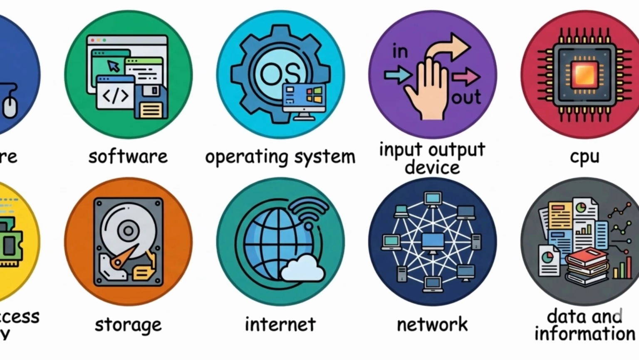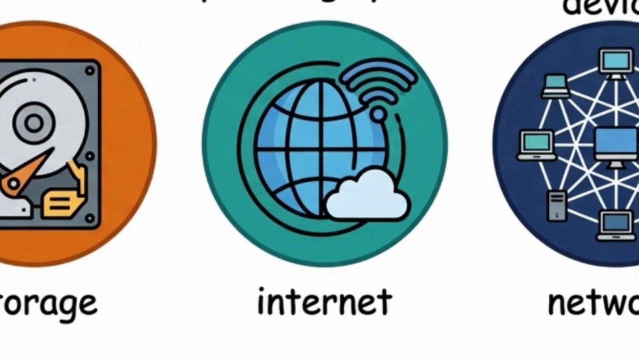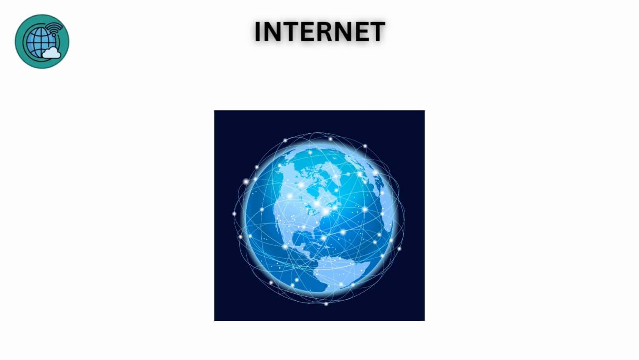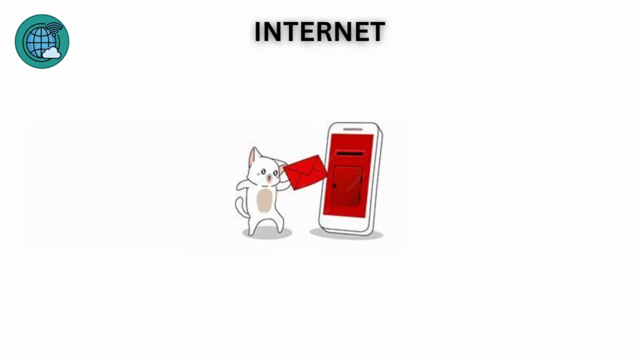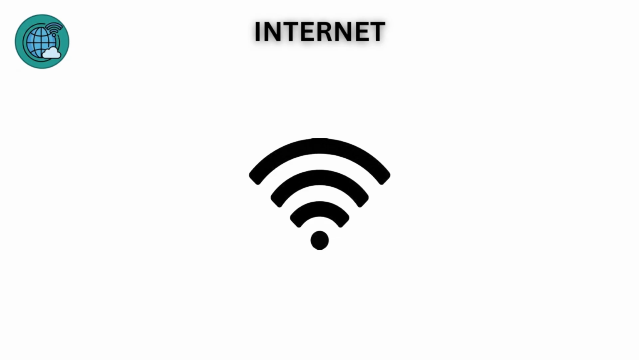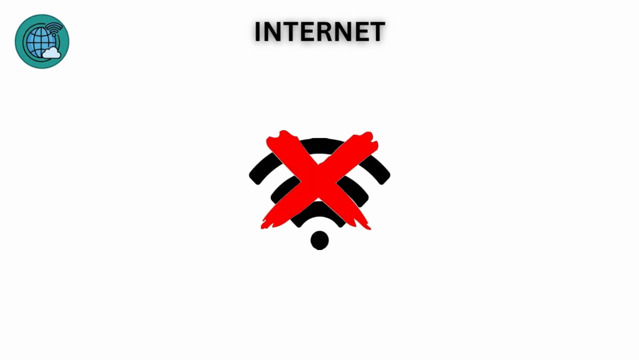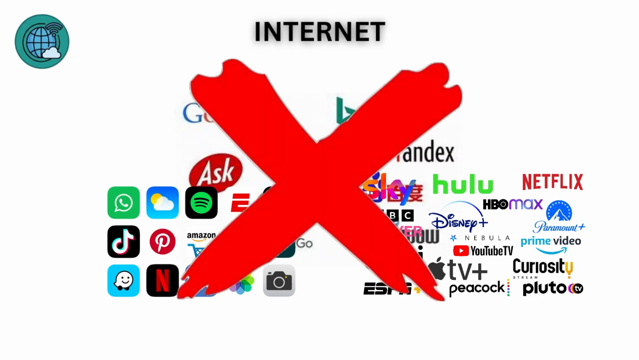Now let's talk about something that connects billions of devices around the world: the Internet. The Internet is a massive global network that allows devices to communicate and share information. Every time you watch videos, send emails, browse websites, or chat with friends online, you are using the Internet. Without the Internet, online services such as social media, streaming platforms, and search engines would not be accessible.